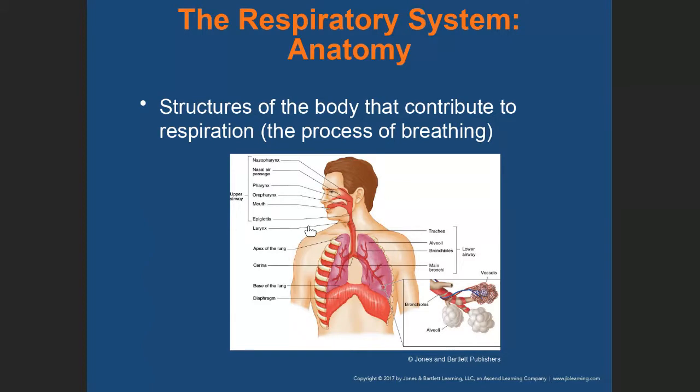Who is that? Mr. Jones, go ahead. Yes, can you repeat what forms the pharynx again, please? The pharynx is formed from the combination of the larynx, the oropharynx, and the nasopharynx.